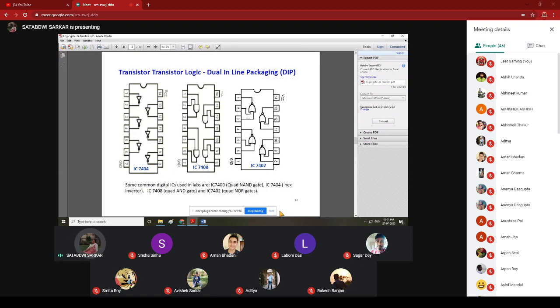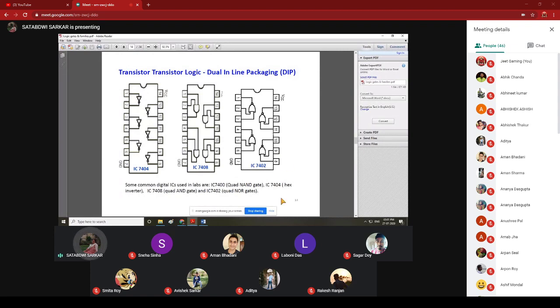In 7408, 1 and 2 are the inputs and 3 is the output. But in the case of 7402, 2 and 3 are the inputs, and we will get the output from 1. It is also the same that 6 and 5 are the inputs and 4 is the output. On the opposite side, 8 and 9 are the inputs and 10 is the output, and 11 and 12 are the inputs and 13 is the output. So you can see that 7402 is completely different from the other ICs.